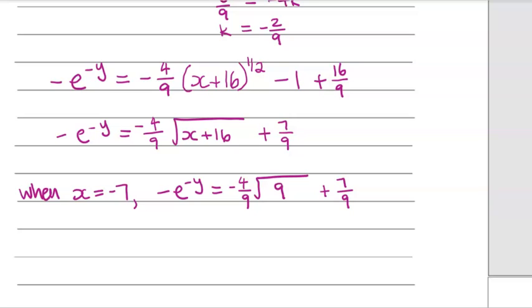So popping in those values looks like this. Working it through, we get e to the minus 9 is 5/9. And so solving that, y is the negative log of 5/9, which is 0.588.